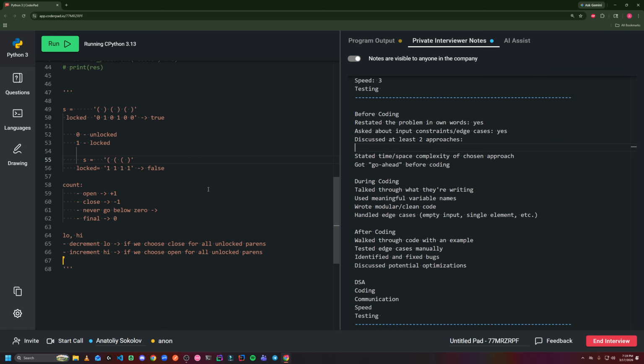Essentially, it's trying to track the state space, or the range of possibilities that are open to us because of the unlocked parens. Then the idea that comes to mind is that there are some choices we can't make. Like if we have this, we could not make this a closed because that would be invalid immediately. So I think we still need for low to never go below 0.